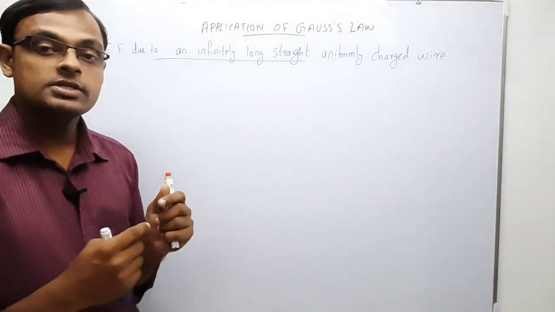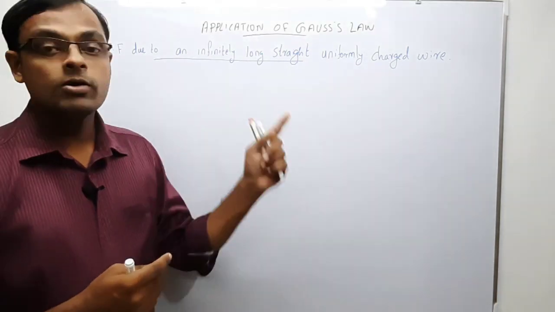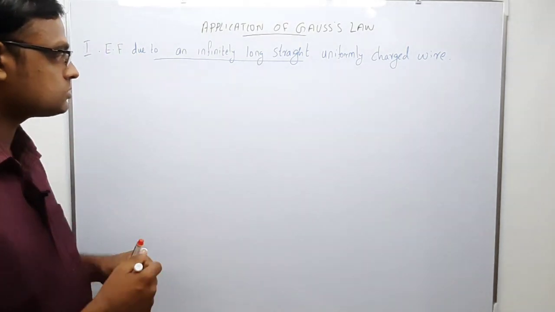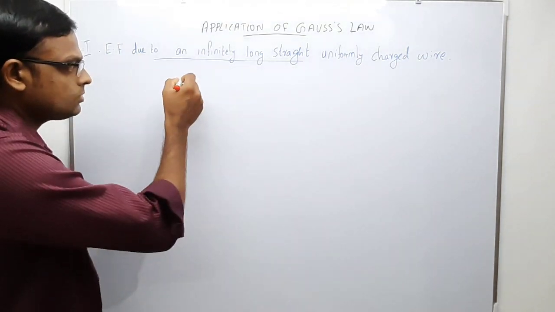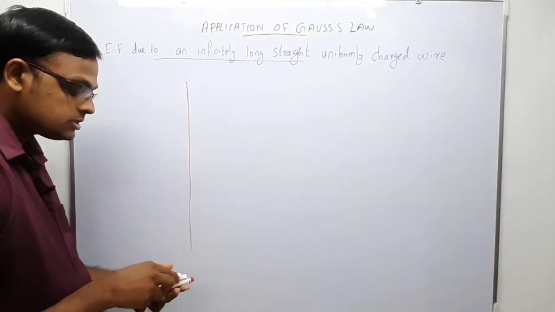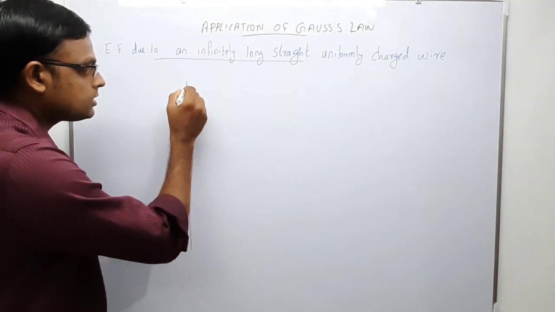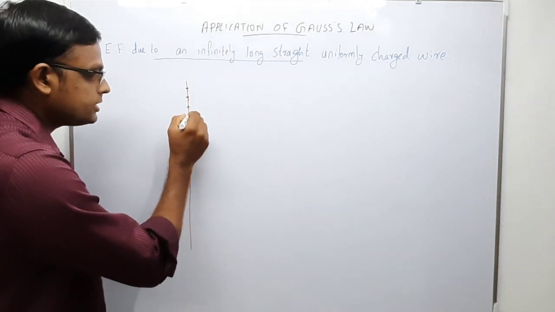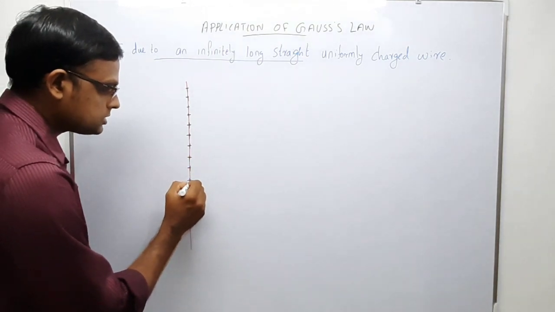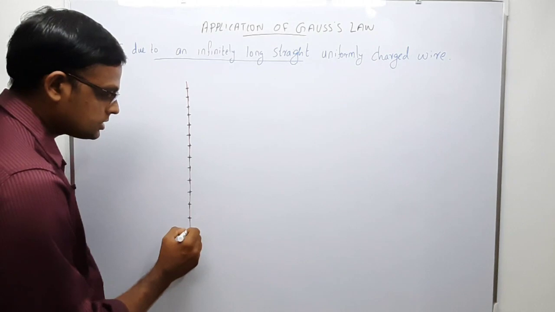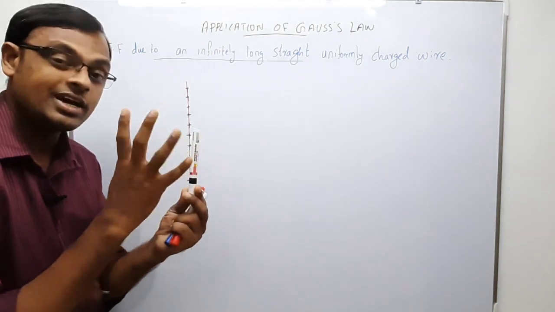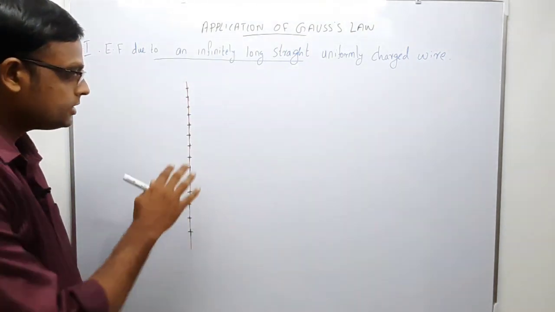So come to the first application: the electric field due to an infinitely long, straight, uniformly charged wire. Just think about this. Consider an infinitely long wire, and imagine that charges are uniformly distributed on the wire. All are positive charges. This is an infinitely long wire, and on this wire there are many charges distributed. So this is the case.